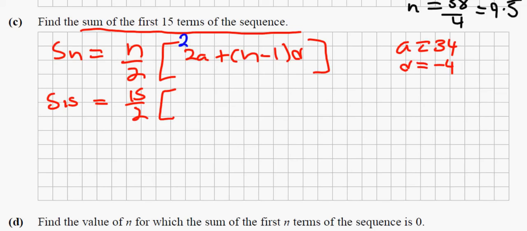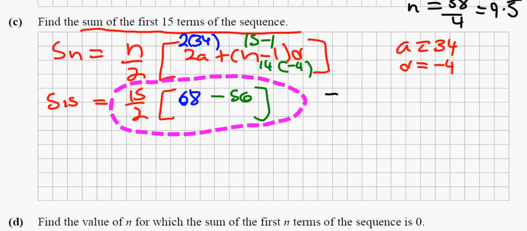2 times 34 gives you 68. n minus 1, 15 minus 1 gives you 14. 14 times minus 4 is minus 56. Put all of this into the calculator and what we get is our answer is 90. So the sum of the first 15 terms added together is 90.